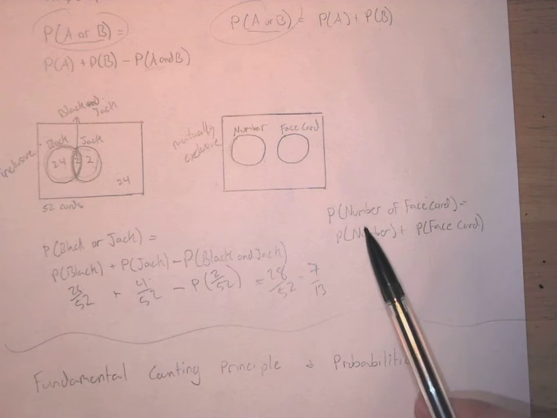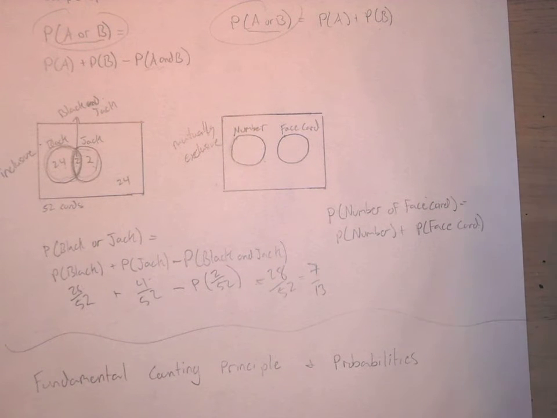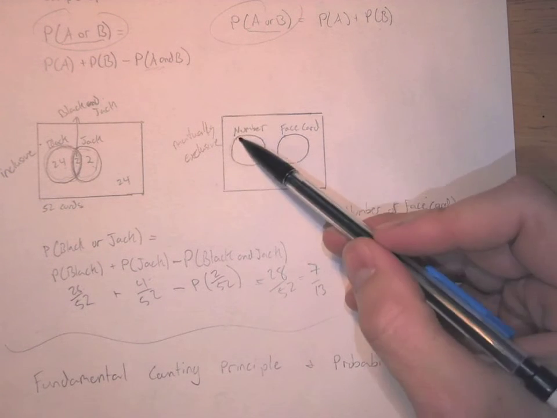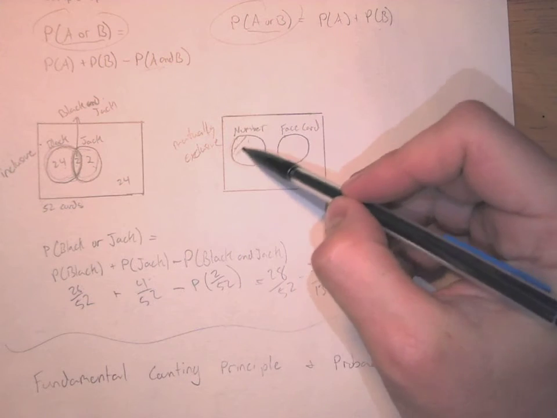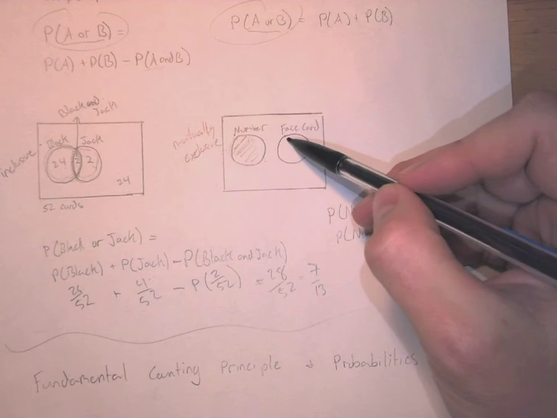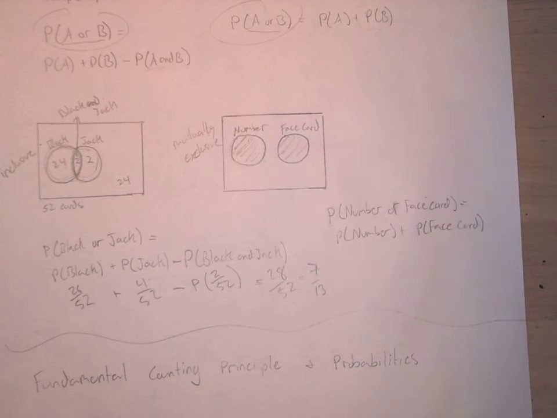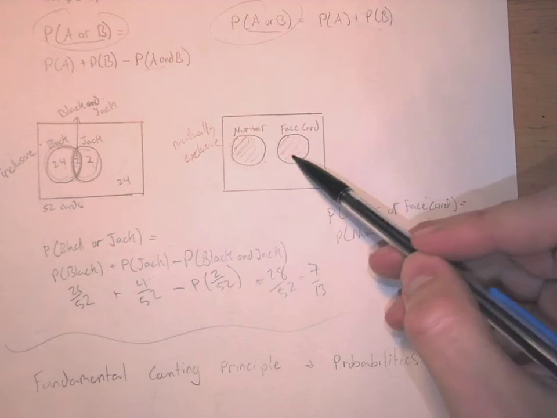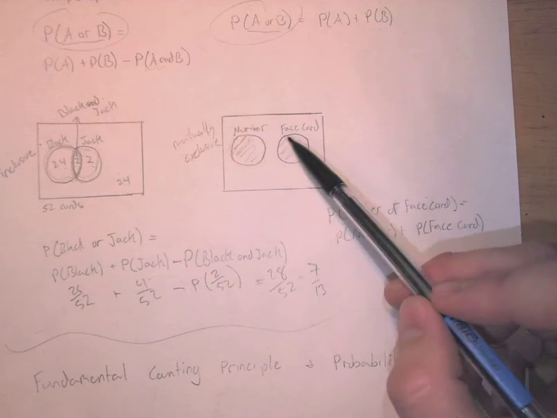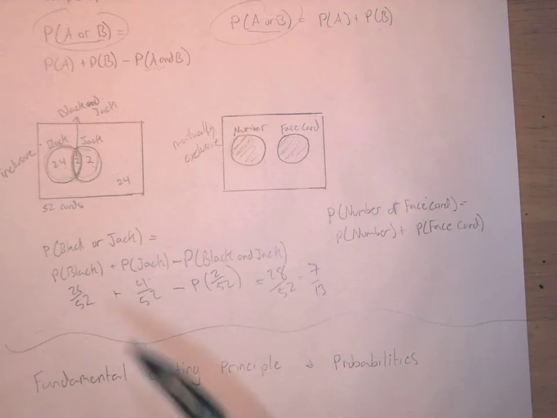So if I want the probability of drawing a number card or a face card, there's no overlap. I just want this, the number of outcomes here divided by sample space, plus the number of outcomes here divided by sample space. And if I just add this number to this number, I get all the possible outcomes where either happens without doubling up on that overlap.